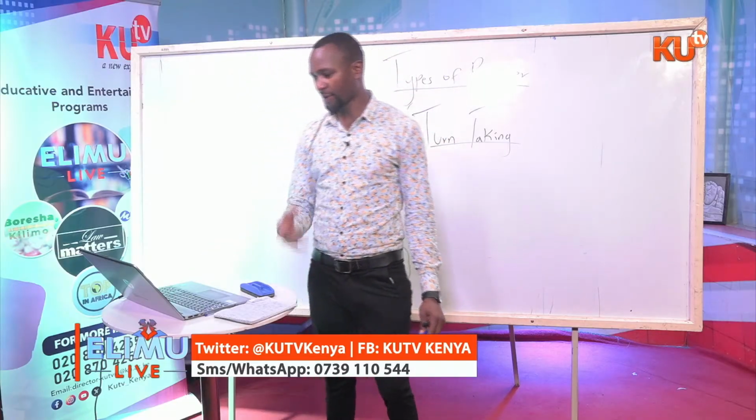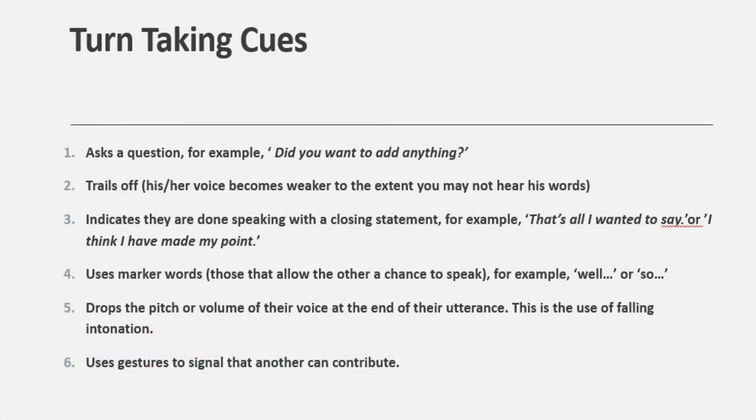Number three, indicates when they are done speaking with a closing statement. For example, that's all I wanted to say, or I think I have made my point. Number four, uses marker words that allow the others to speak. For example, well, so, and so on and so on.